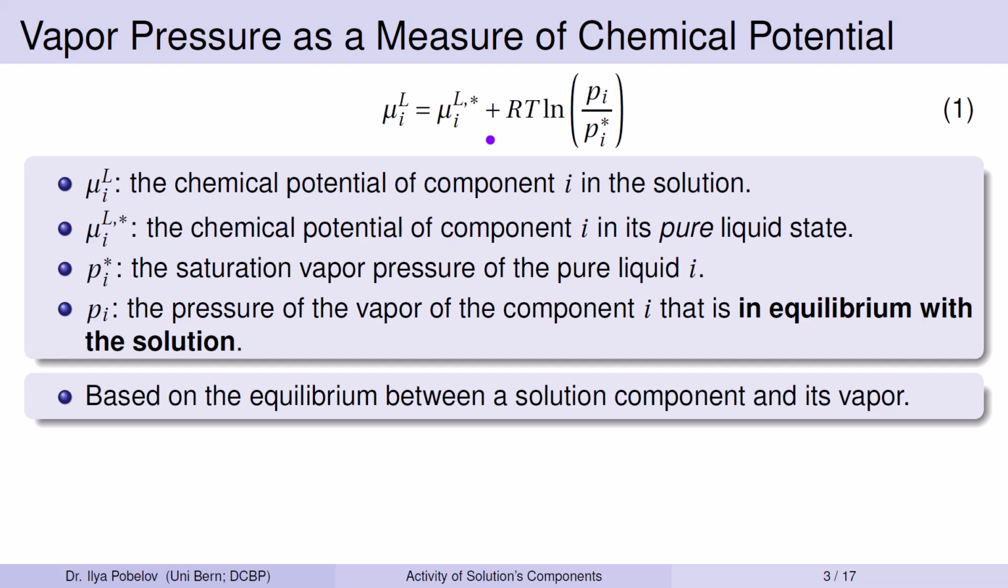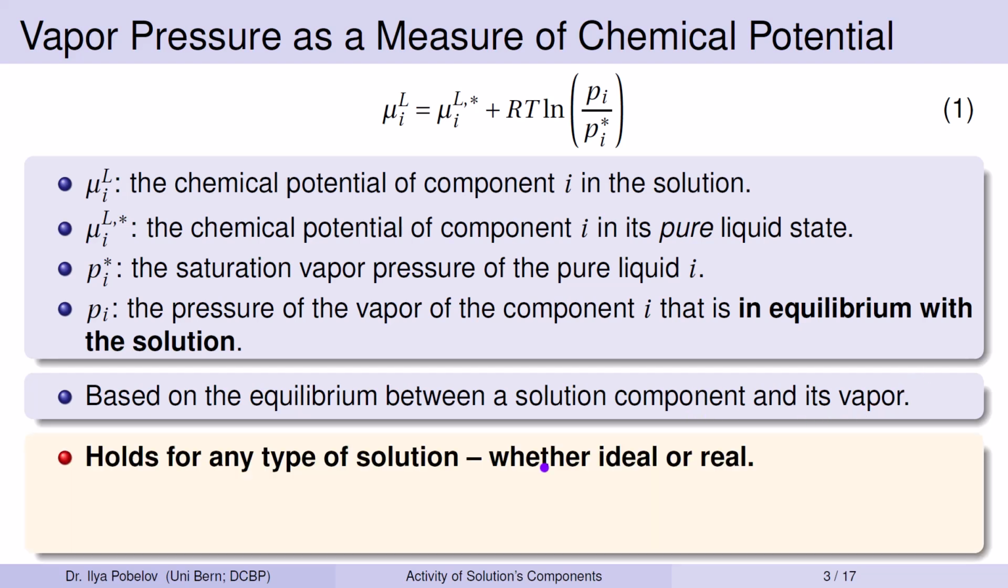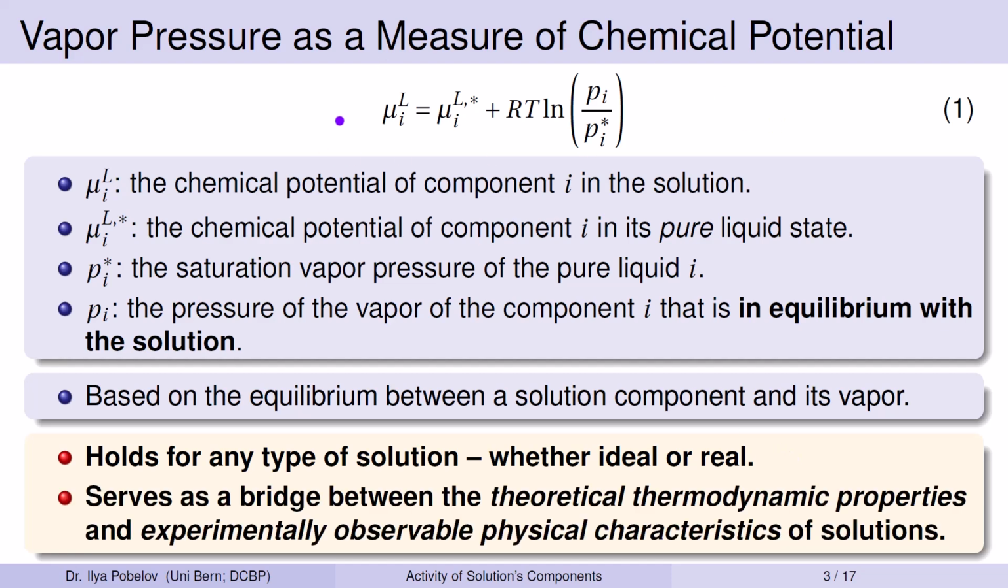This expression is based on the equilibrium established between a solution component and its vapor. Importantly, it holds for any type of solution, whether ideal or real. Moreover, it serves as a bridge between the theoretical thermodynamic properties and experimentally observable physical characteristics of solutions.